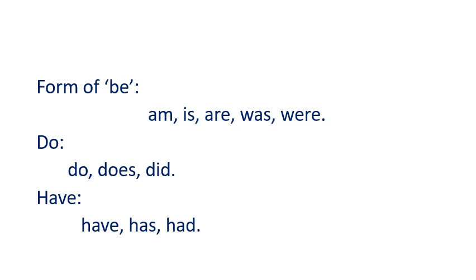Look at the forms of be: am, is, are in present tense, and was, were in past tense. Is and was are singular, and are, were are the plural forms. Now, the forms of do: do, does in present, did in past. Have, has in present, had in past tense.